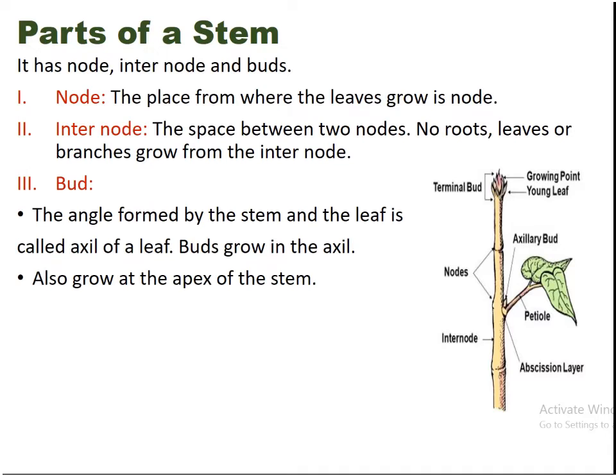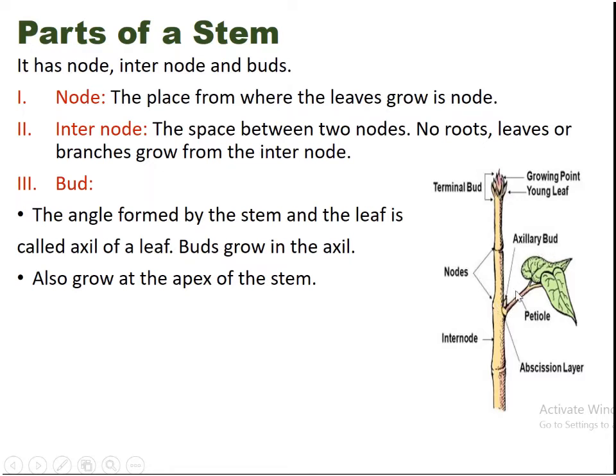The angle formed by the stem and the leaf is called axil. So this angle, this region, is called the axil, because this angle is formed by the stem and the leaf. When the buds grow from this axil, it is called the axillary bud.